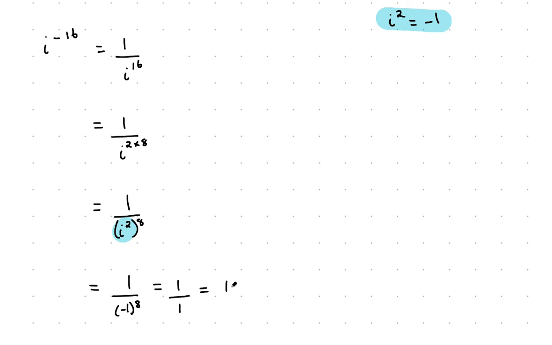It's more about the indices than it is about the complex numbers, so you'll need to be revising those at the same time that you're practicing these questions.